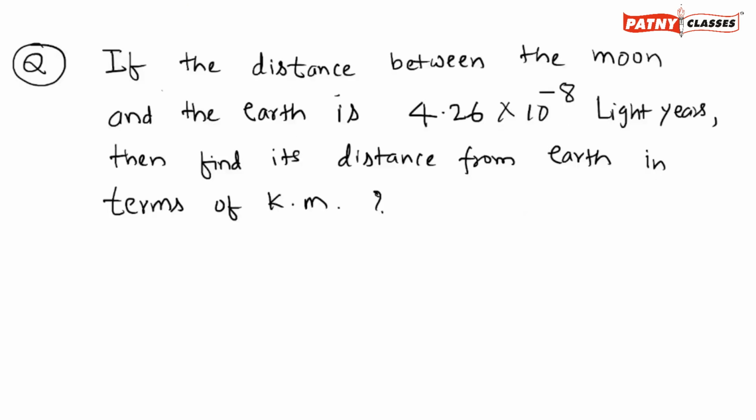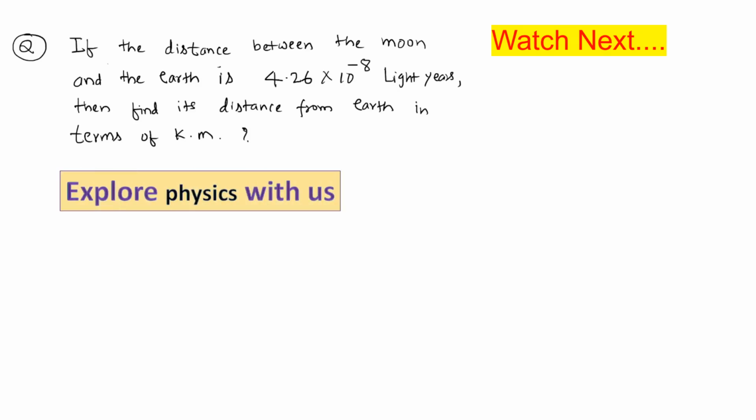Now one challenging question for you. The question is, if the distance between the moon and the earth is 4.26 into 10 raised to minus 8 light years, then find its distance from earth in terms of kilometers. Please do calculation and write down your answer in comment box.